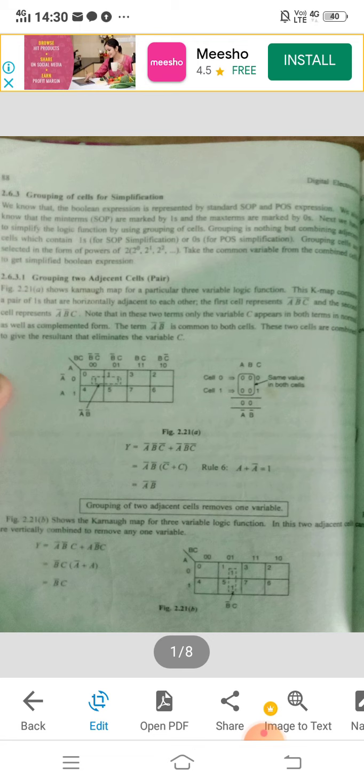So first is grouping 2 adjacent cells, or a pair. In the first graph you can see one is at 0 position, next one is at 1 position, so you can group them horizontally. Similarly, in the last you can see a graph where the 1st and 5th positions have 1, so you can group them vertically. Horizontal grouping and vertical grouping both are possible, but not diagonal grouping. So this is the way to group 2 adjacent cells.